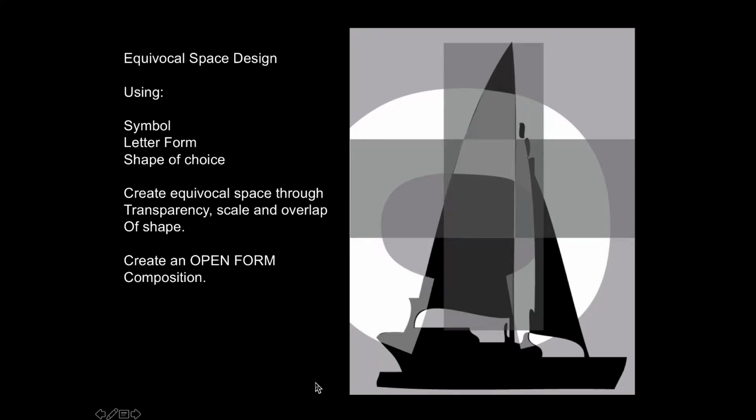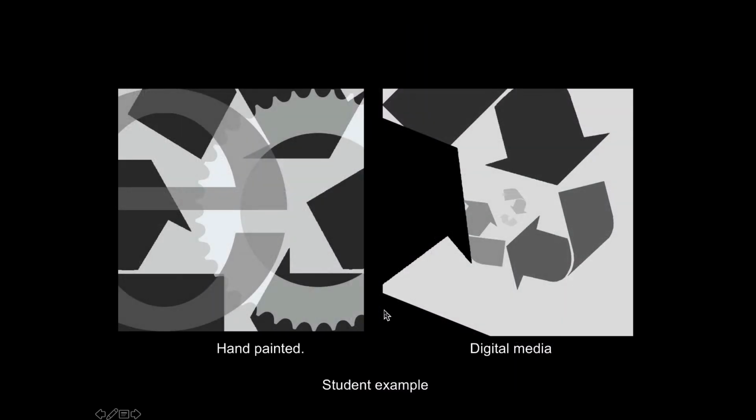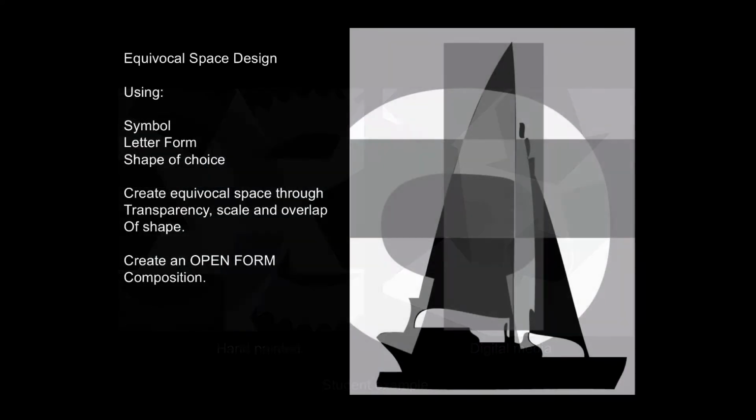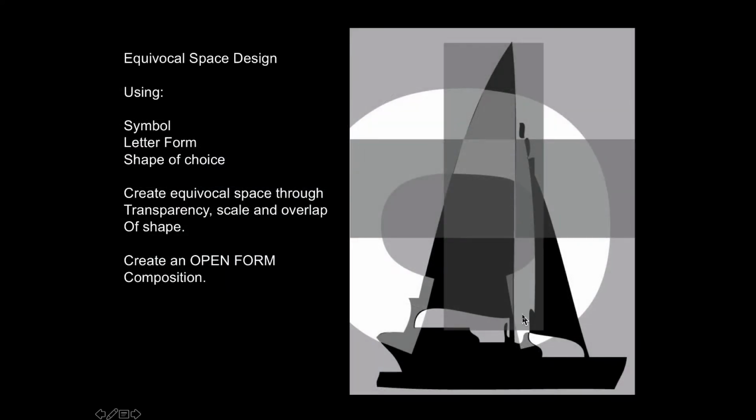All right, so let's look at this. One of the things you're going to do is you're going to pick a symbol, a letter form, and a shape of choice. And that shape of choice could be another symbol or another letter form, which is fine. Think about how the 3 shapes work together conceptually. And if you look at this carefully, you can probably figure out what this means.